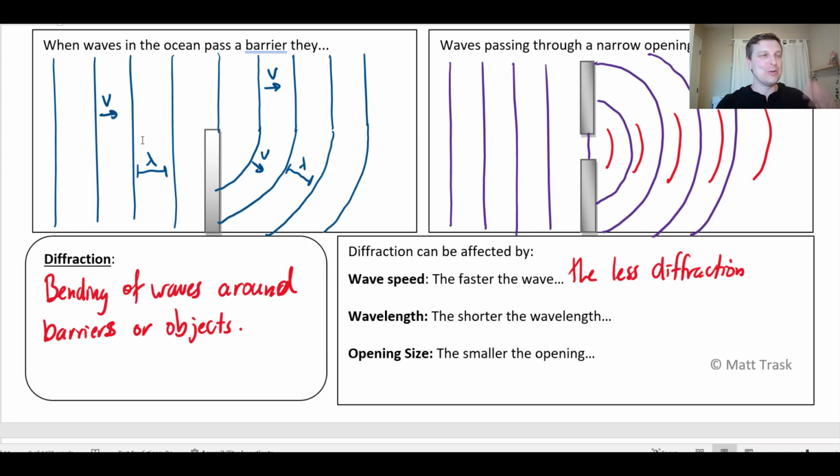Now there are other reasons too, the nature of waves and so on, but maybe that's an easy way to remember it. What happens when we change the wavelength?